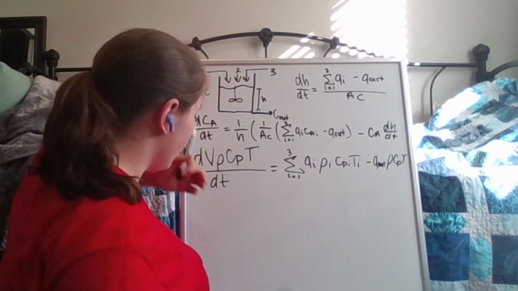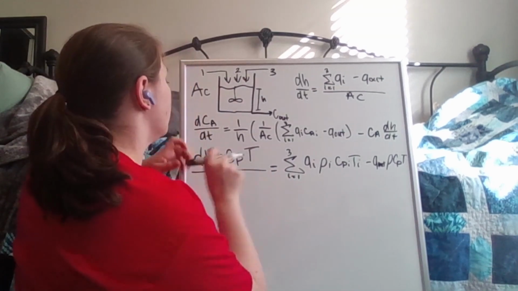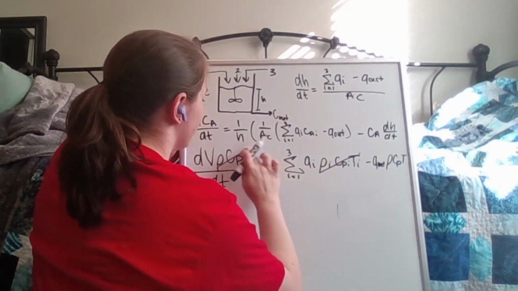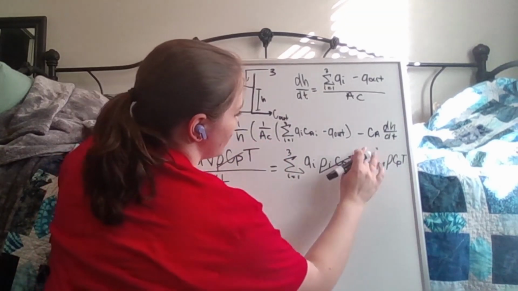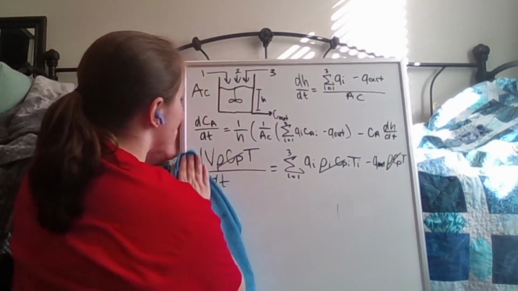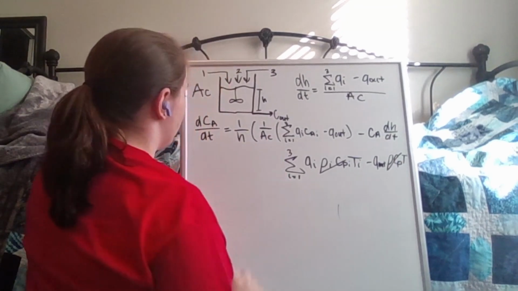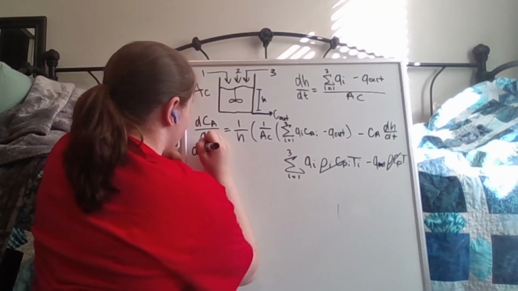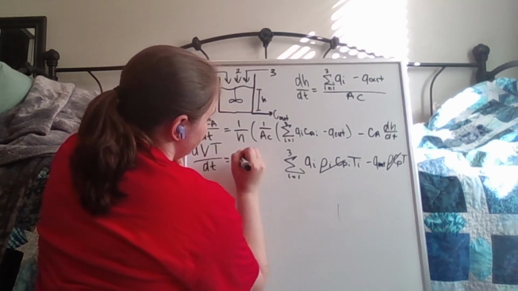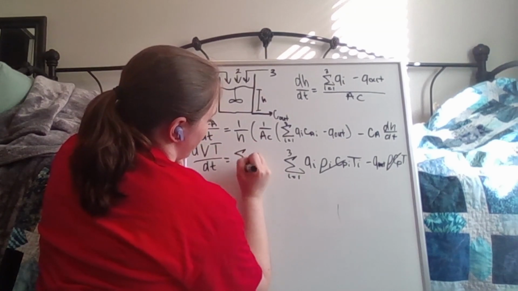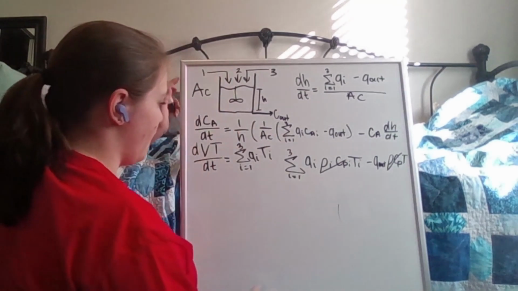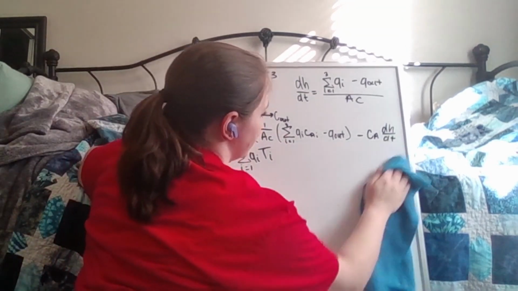With that, all we do is cancel this and this. Oh, not the T, sorry. Not our temperature, because that is what we're looking for. I'm just going to erase this and rewrite it to make my life easier and make sure we have enough space: d(VT)/dt is equal to the summation i from 1 to 3 of Q_i T_i, and then minus Q_out T.